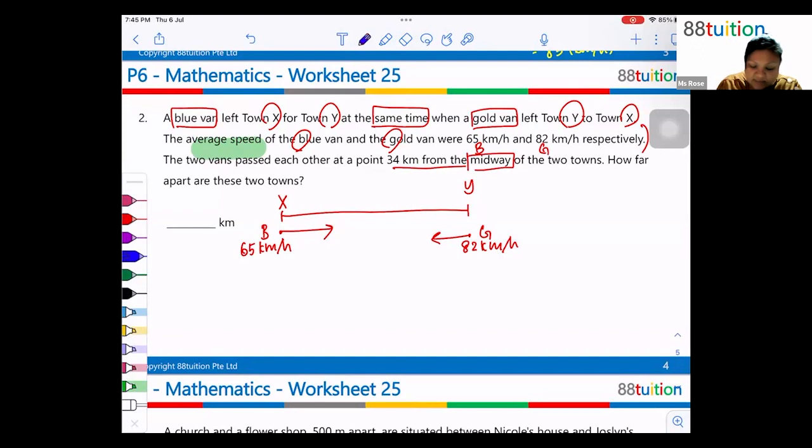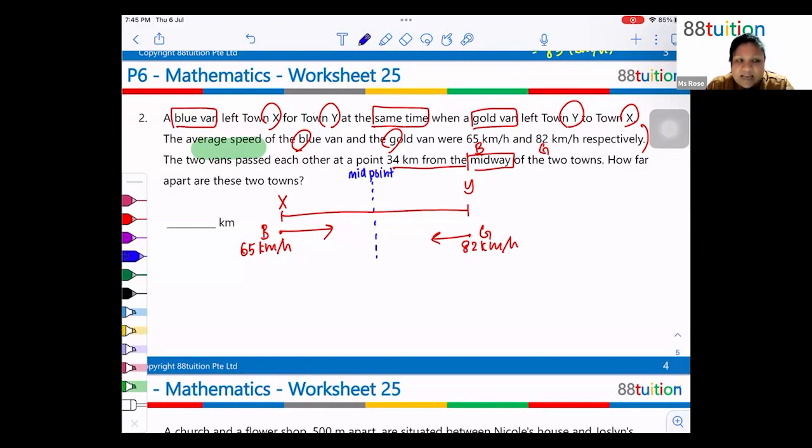So that means this is the midpoint. Two vans pass each other 34 kilometers from the midpoint. Now, which van is traveling faster? Anyone? Gold van. Very good. So the gold van is traveling faster.